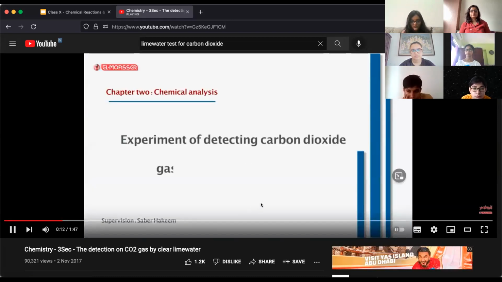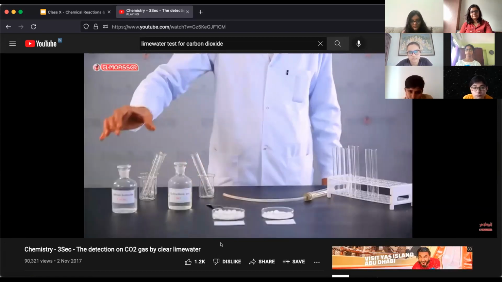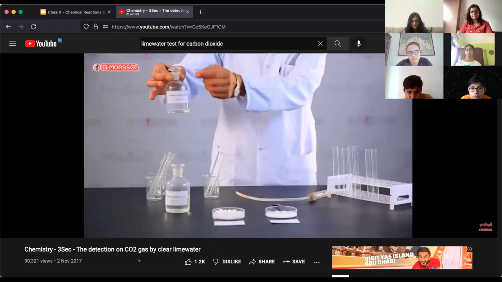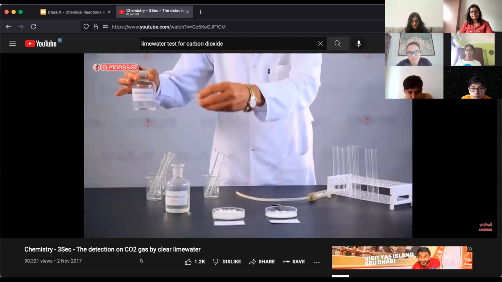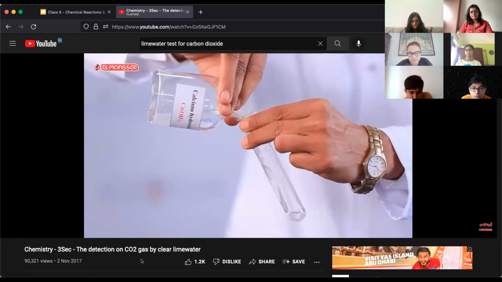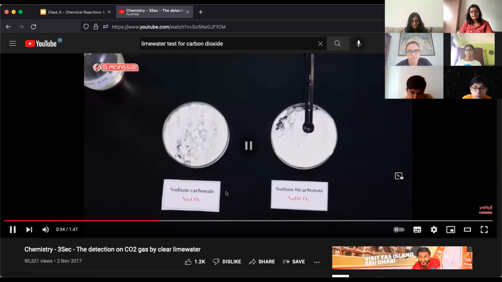Detecting carbon dioxide gas using clear lime water. Calcium hydroxide, which is known as clear lime water, is used to detect the presence of carbon dioxide gas produced from the reaction of sodium carbonate or sodium bicarbonate salts. So we did decomposition of calcium carbonate. Here they're going to produce carbon dioxide from a different reaction. Okay, so don't worry about it. Just know that carbon dioxide will come from this reaction.